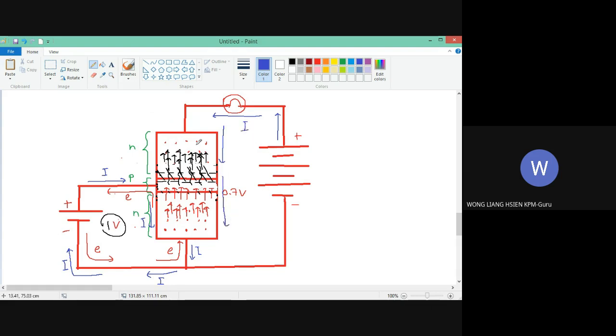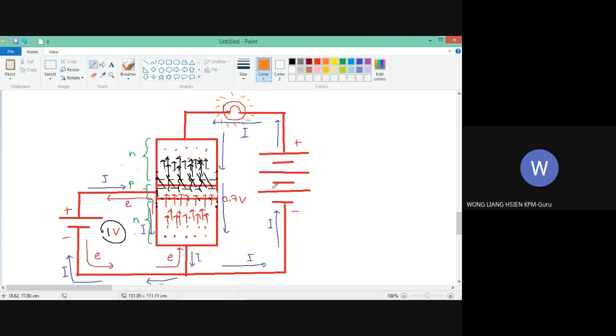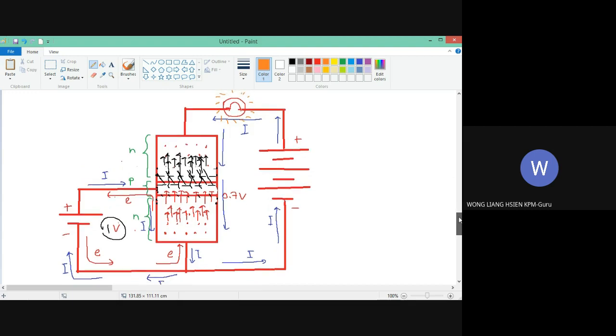So electrons can flow and pass through, that means current. So this bulb turns on. This bulb will be able to light up. So you see, this transistor can become like a switch where this small power source can control whether this big power source current flows.